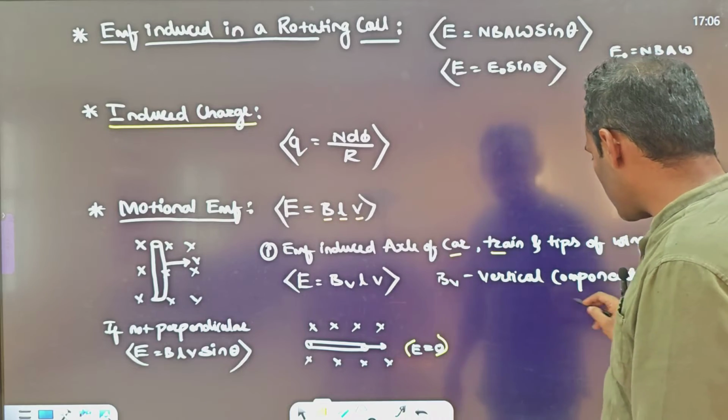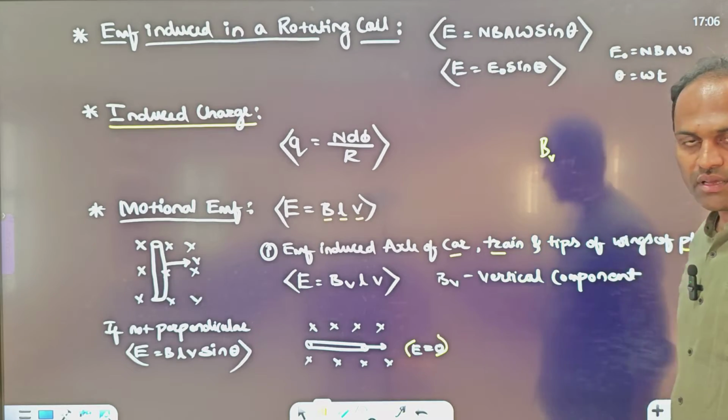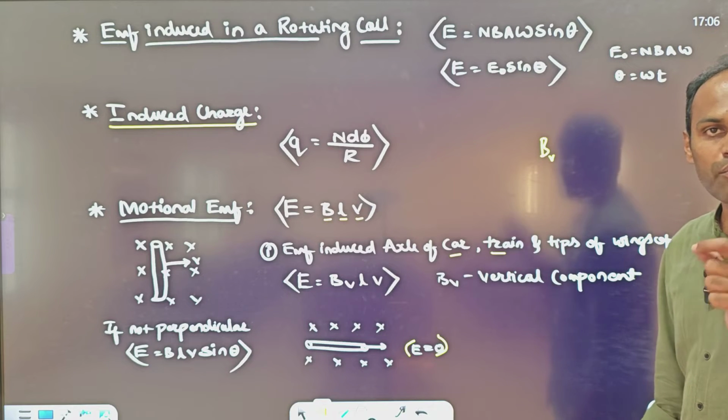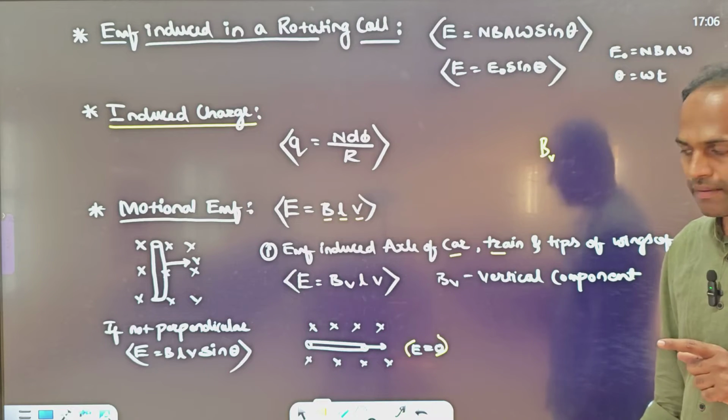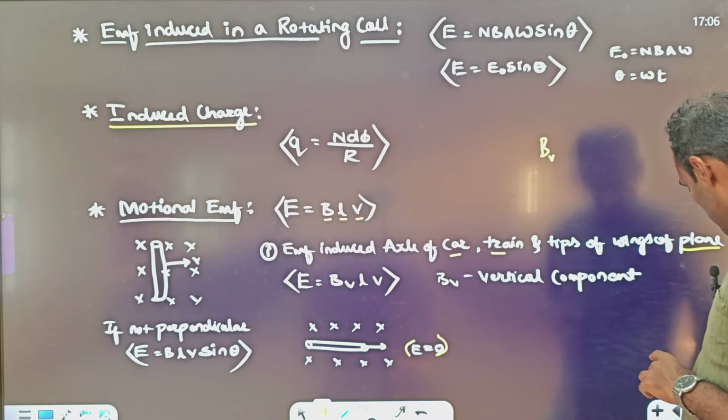BV means it is the vertical component of Earth's magnetic field. It is BV, with subscript V, right? It is the vertical component of Earth's magnetic field. They will give it to you in the question. Vertical component of Earth's magnetic field into length into velocity. Right? That's all about motional EMF.